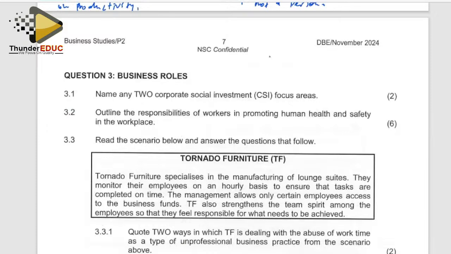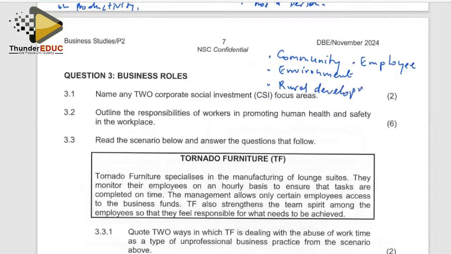You're saying that we have community, we have employee, we have environment, and lastly, we have rural development.